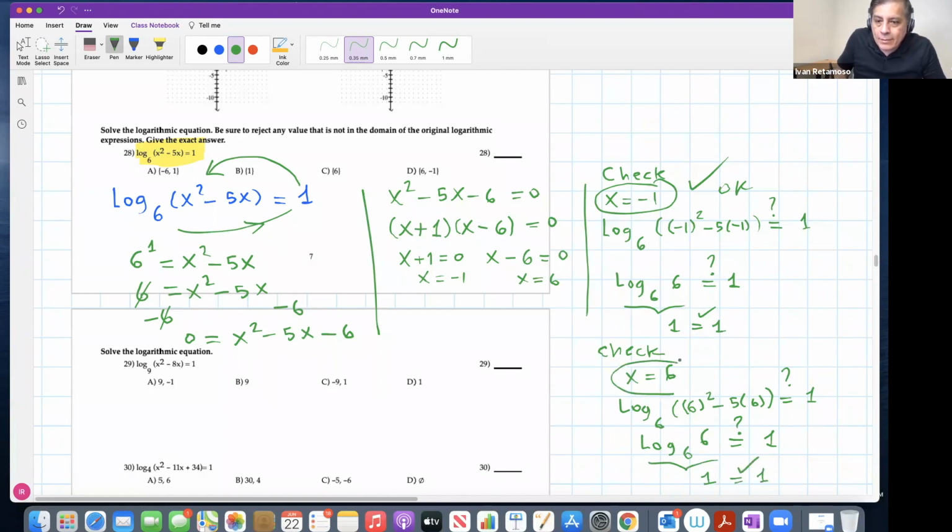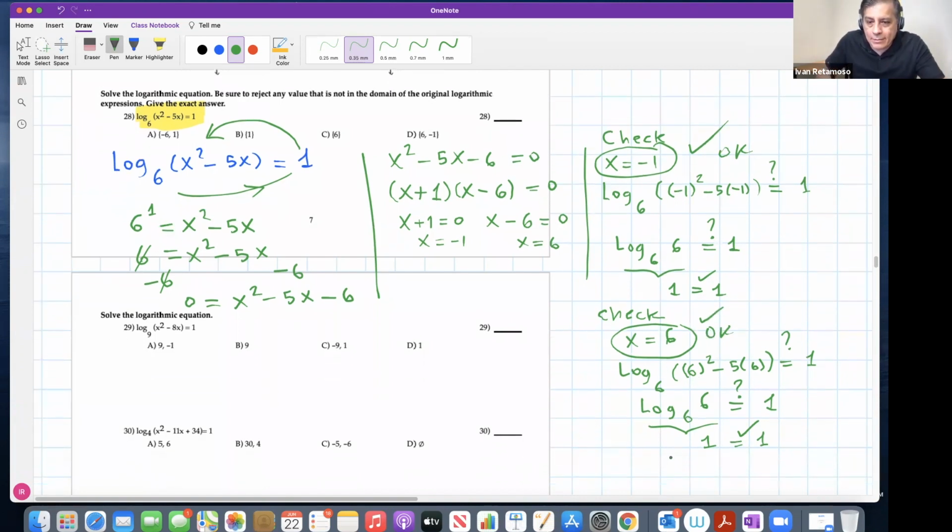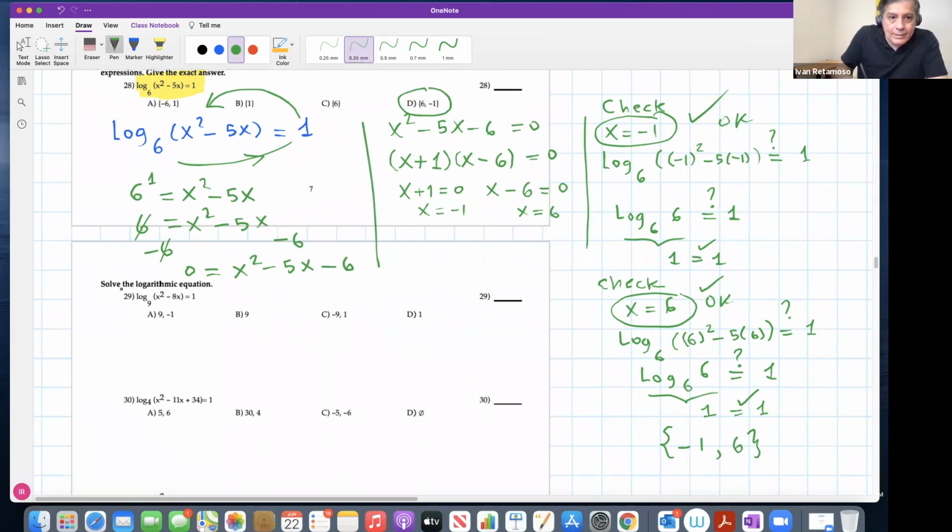So this one is okay. We checked. So the two solutions should be -1 and 6. So conclusion, solution set -1 and 6. So you go here and look for the one that is showing both. Okay, can you try now, guys, the other one, this number 29?